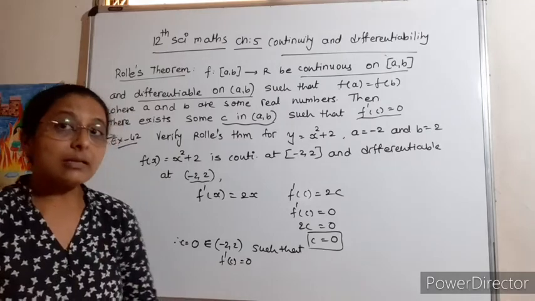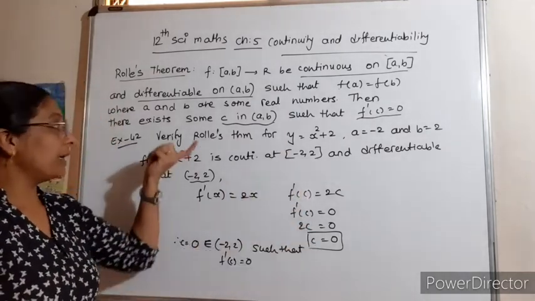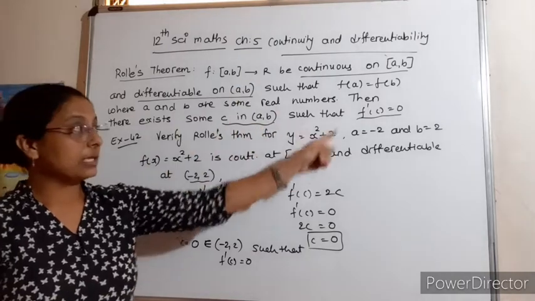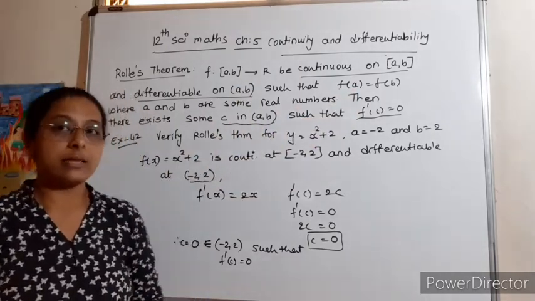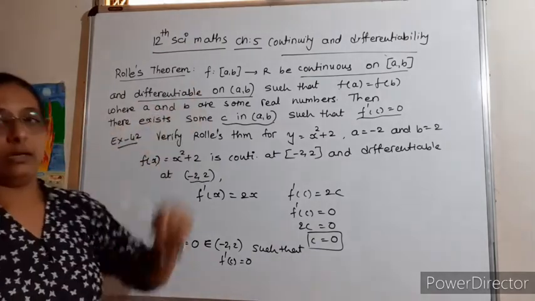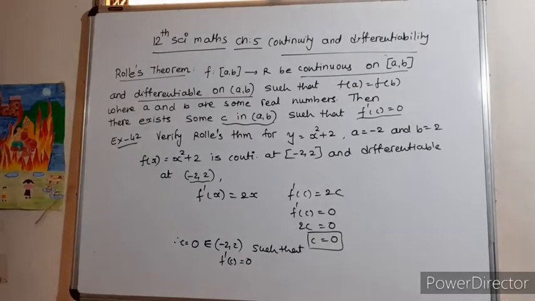So in Rolle's theorem you have to find the value of c belongs to this open interval AB for which f dash c should be 0. That is the main concept of Rolle's theorem. Do it. Then we'll go ahead with more examples to verify Rolle's theorem.